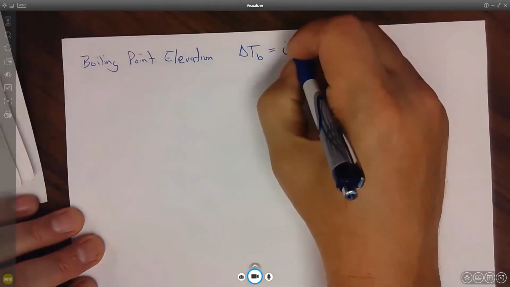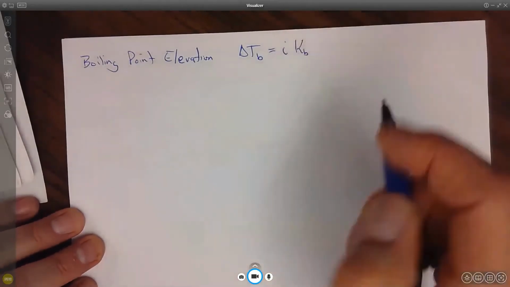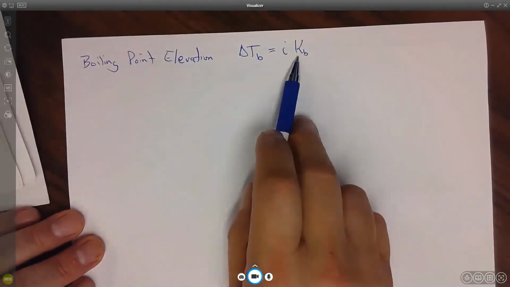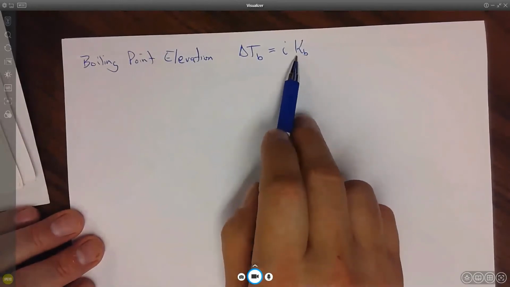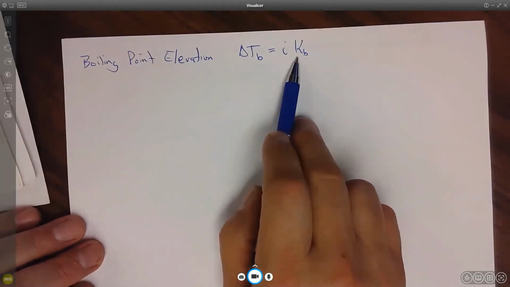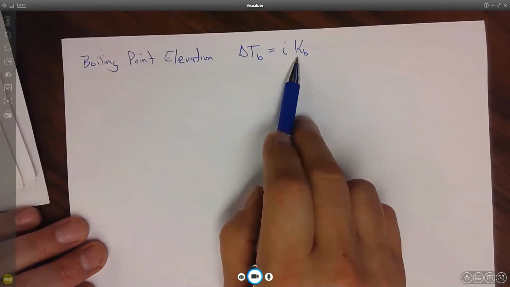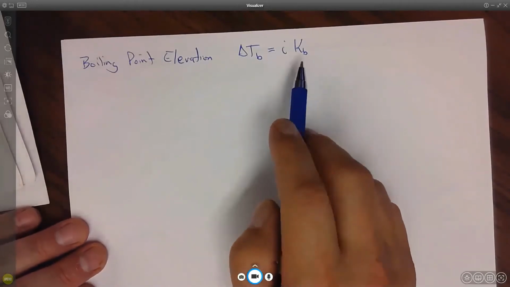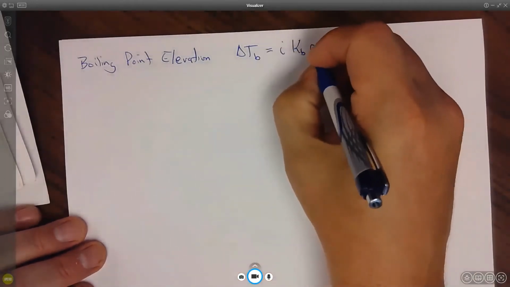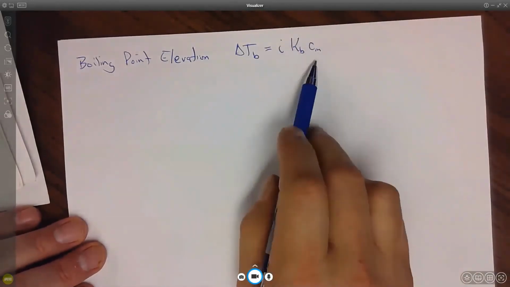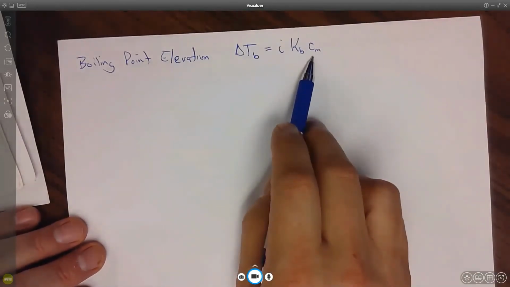And then there's a proportionality constant. This is the boiling point elevation constant. It is only dependent on the solvent. Doesn't matter what the solute is. That's the idea of a colligative property. And then it's going to be the molal concentration. So this is the molal concentration.